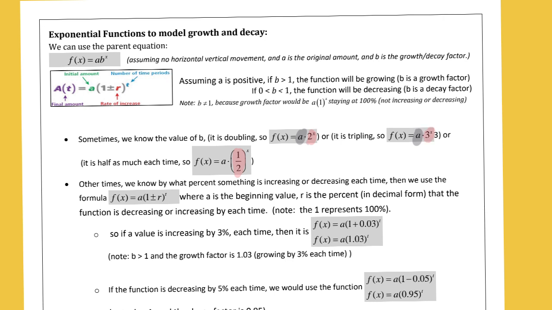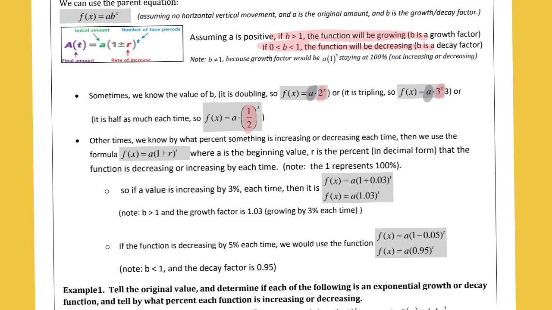This will be tripling. This will be halving each time, okay? And so if that value, the growth or decay factor, is bigger than 1, it's going to be growing. If it's between 0 and 1, it will be decreasing. So those are factors that will help us see what is going on there.